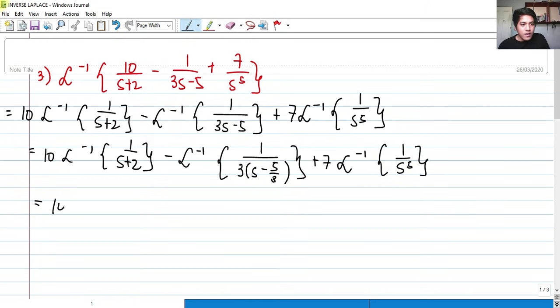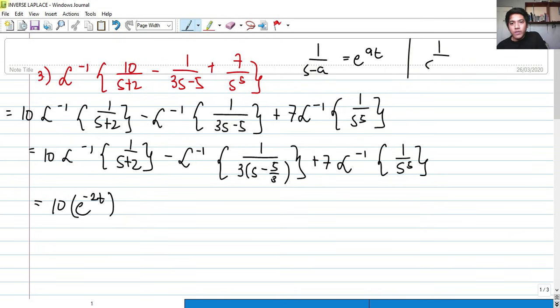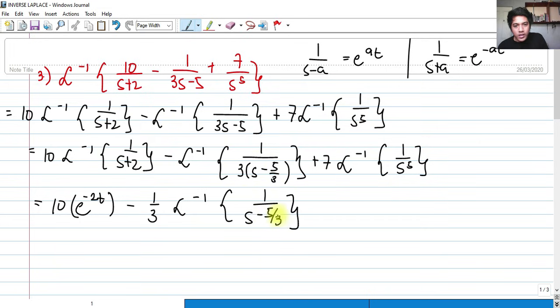So again, 10 times the inverse Laplace of this is e raised to 2t. Here the exponent is negative because this is plus. A while ago, we have 1 over s minus a, which is equivalent to e raised to at. If this becomes plus, 1 over s plus a, that should be e raised to negative at. So since this is plus 2, that is negative 2t. Minus, I can factor out the 3, so 1/3 times the inverse Laplace of 1 over s minus 5 over 3.